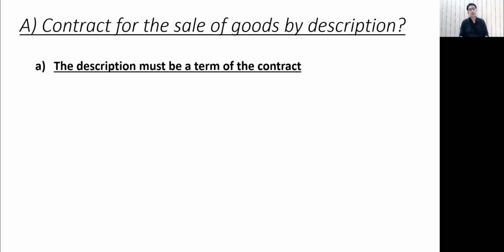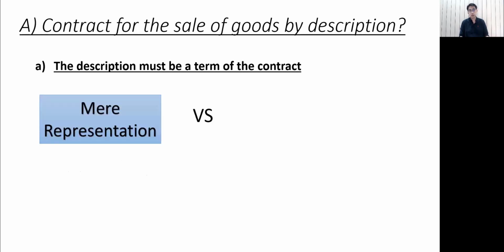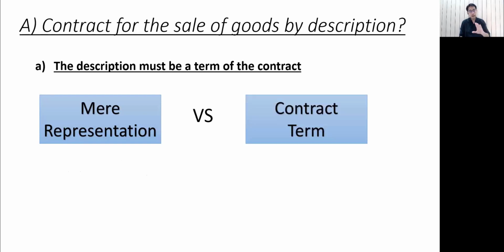The first element is that this description must be, in the first place, a term of the contract. As opposed to just a mere representation, it must not be a mere representation, but rather an actual contract term. Right? So don't forget, if you look at this question, the entire question is only one issue, which is on the description issue here. And so you don't have to rush through the answer: discuss the three elements, and for the first element, raise the distinction between representation and contract term, and then see which one it is and whether this would amount to a contractual term. This is somewhat overlapping with our contract syllabus.